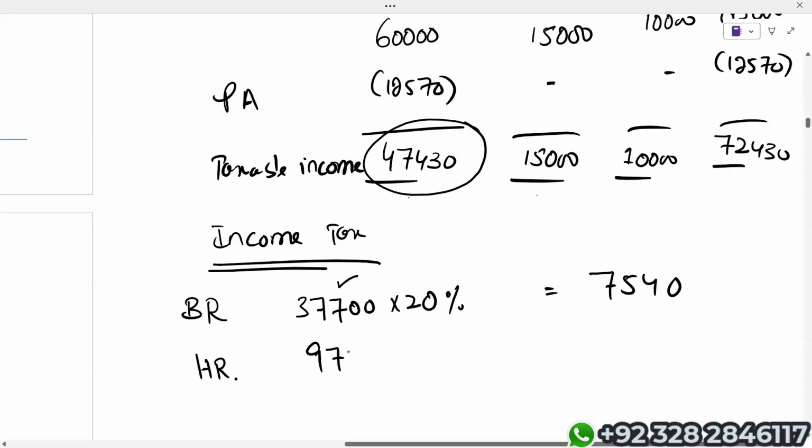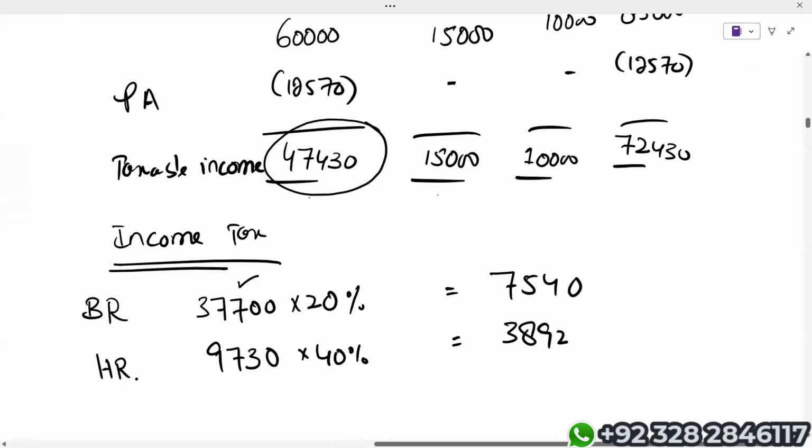9730. Student, 9730 actually falls in higher rate band. Applicable tax rate is 40%. Okay. I'm getting 3892. Now, students, we have to apply income tax rate on saving income.